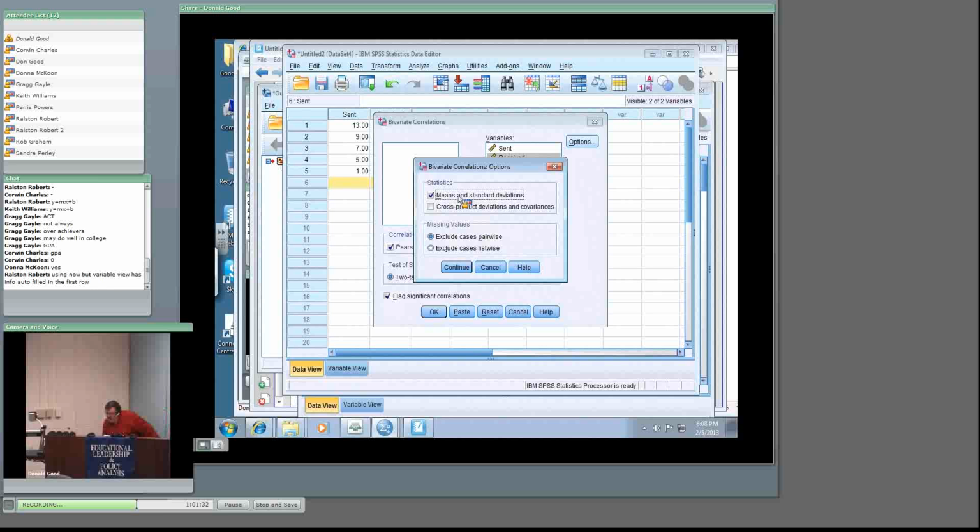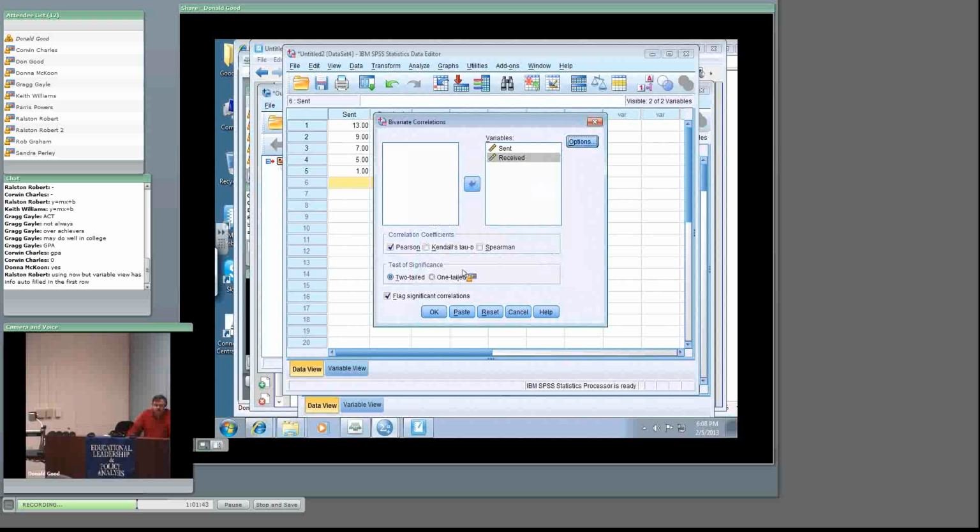If you mention a variable, it will auto fill in the first row. So yeah, that's true. It fills out the rest of it for you. If you don't like what it fills out, you can change it. So I'm going to continue. One more thing, flag significant correlations. I'm going to talk about that in a minute. So I'm going to click OK. What happens when I click OK is that I get an output window.